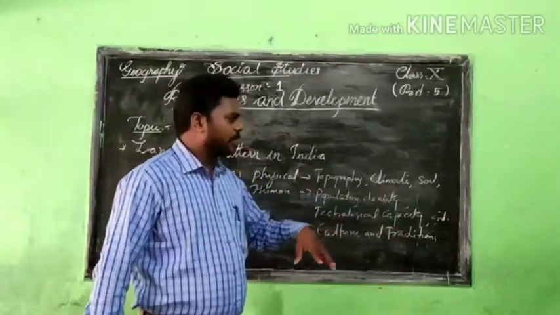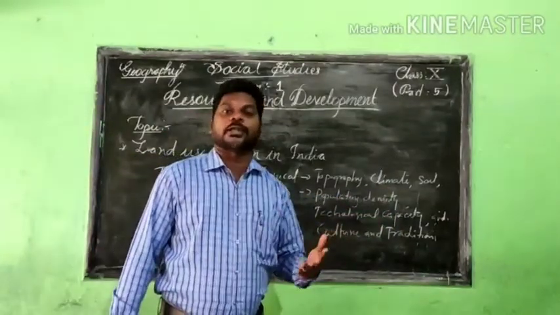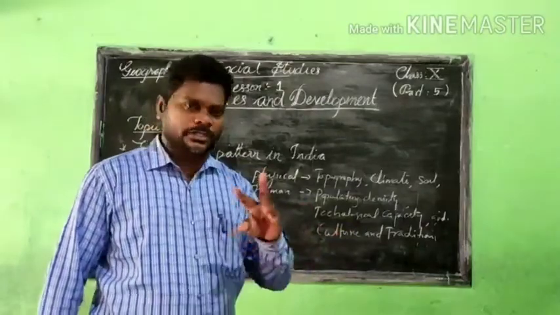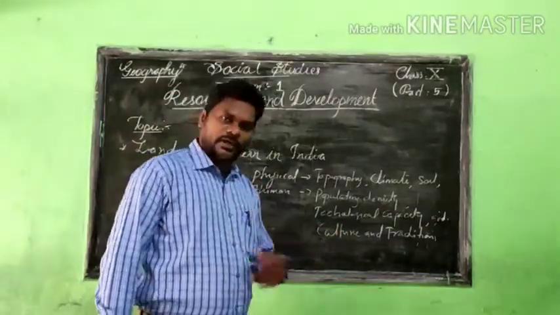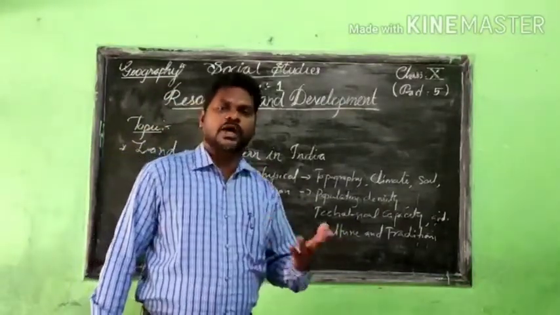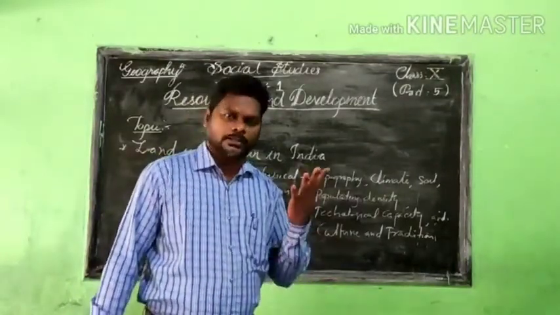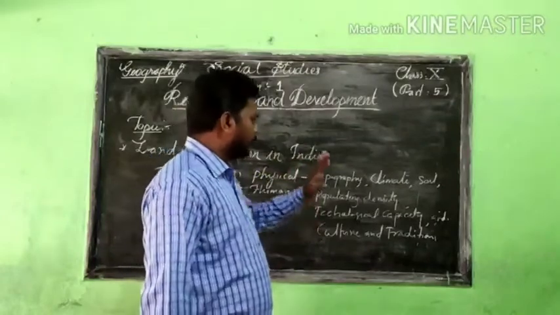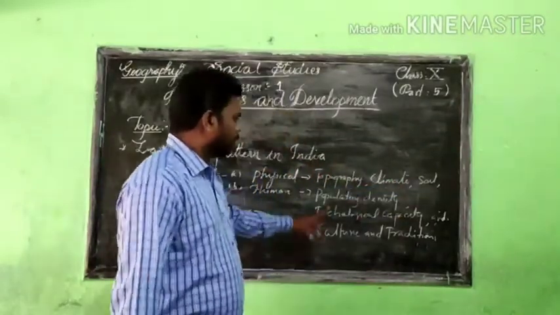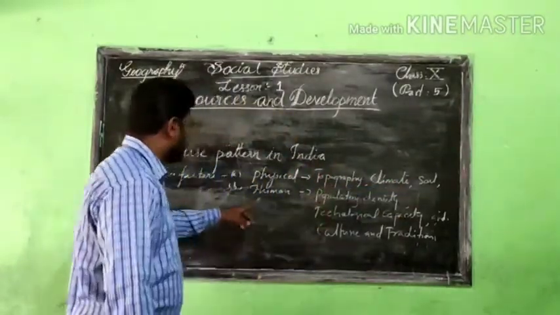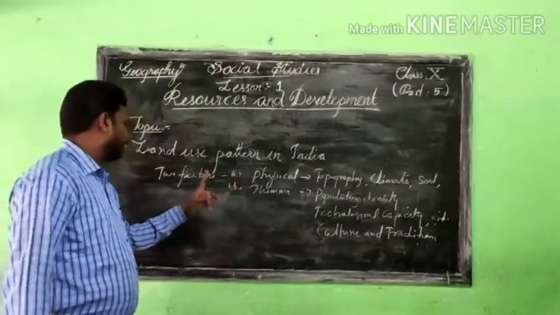For example, the climate for wheat is not suitable for paddy. So two different climates are needed. Wheat doesn't need that much water, but paddy needs more water. Paddy grows in water only. So the climate is very important, soil is very important, and even topography is very important, because all of these come under the physical factors.